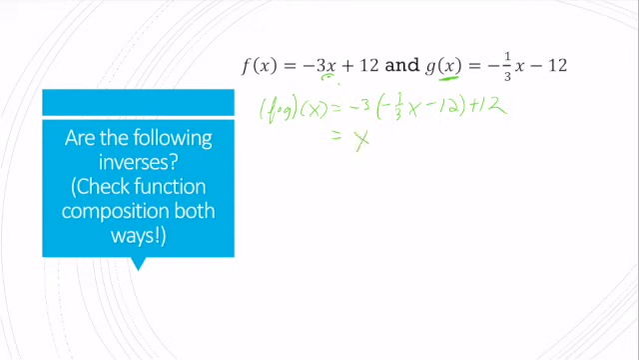Okay, that's a good sign. But then I have negative 3 times negative 12. That gives me a positive 36 plus 12. So I get x plus 48. Because I did not get x, I know that these functions are not inverses, so we don't need to check the other direction.